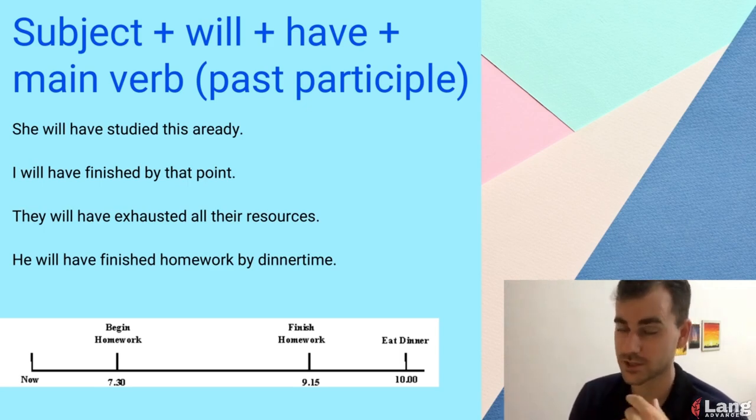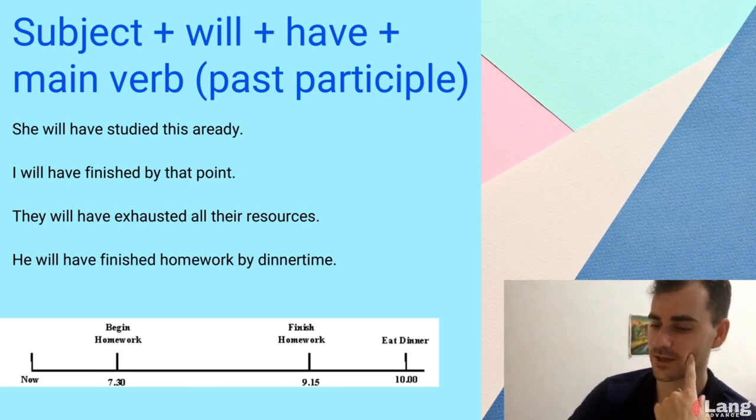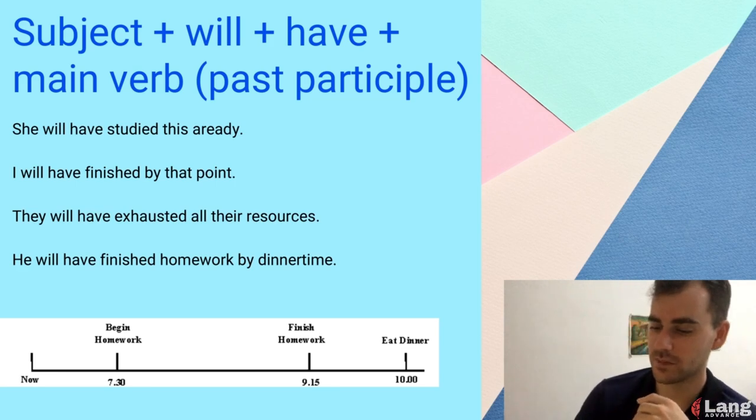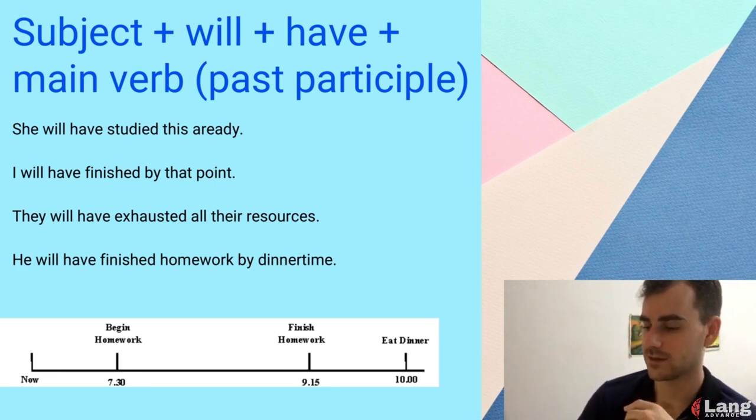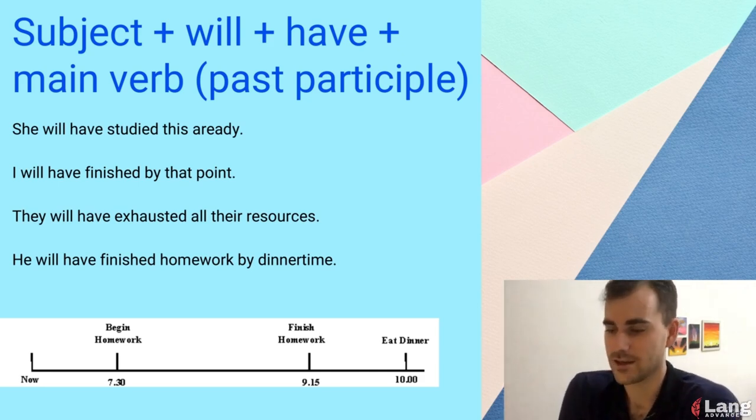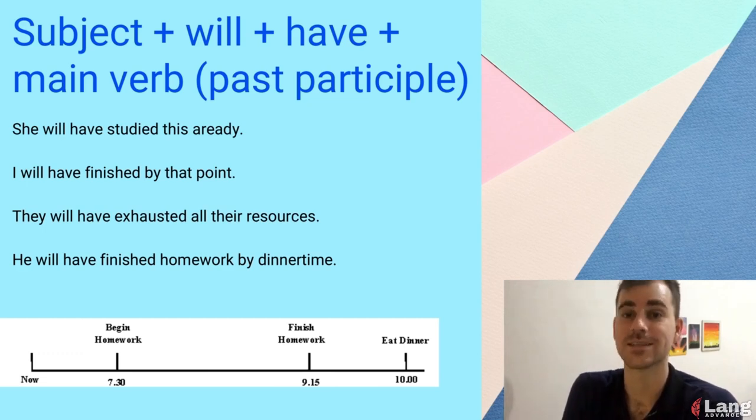If you see in the picture below, we have the point on the left, now. And then at 7:30, begin homework. 9:15, finish homework. At 10 o'clock, eat dinner. So if we want to make a future perfect sentence with this information, we can say, he will have finished his homework by the time he eats dinner.